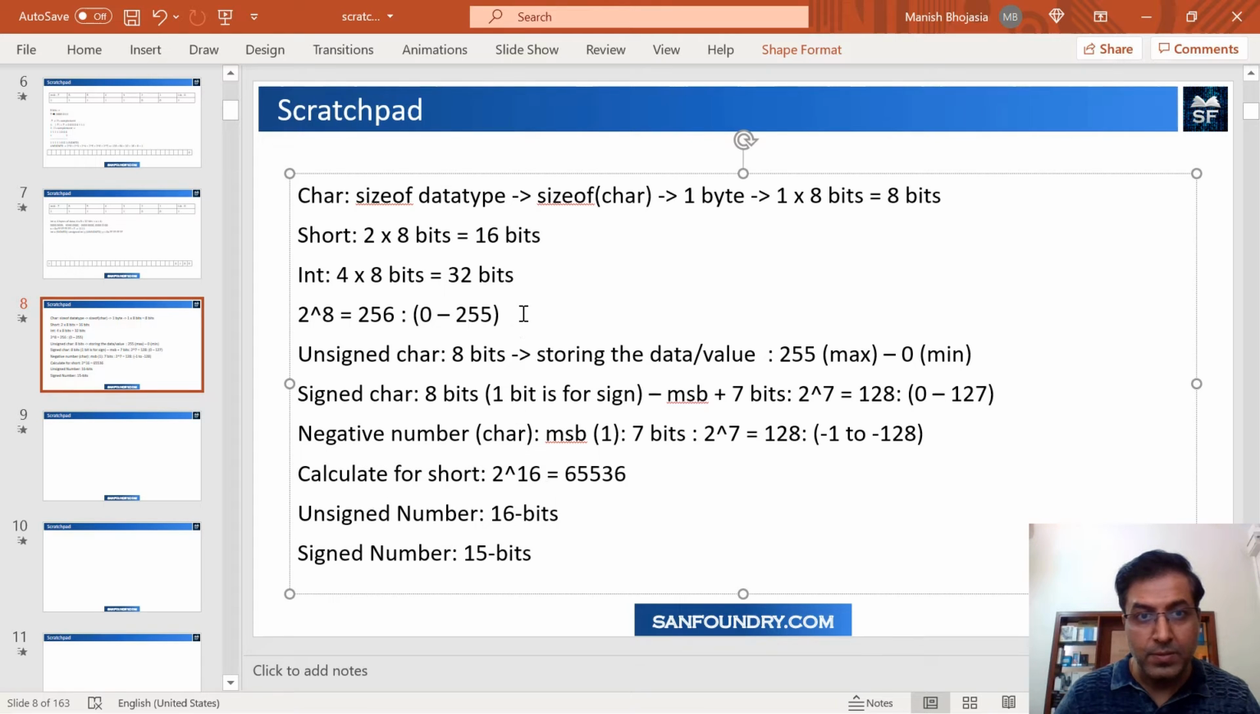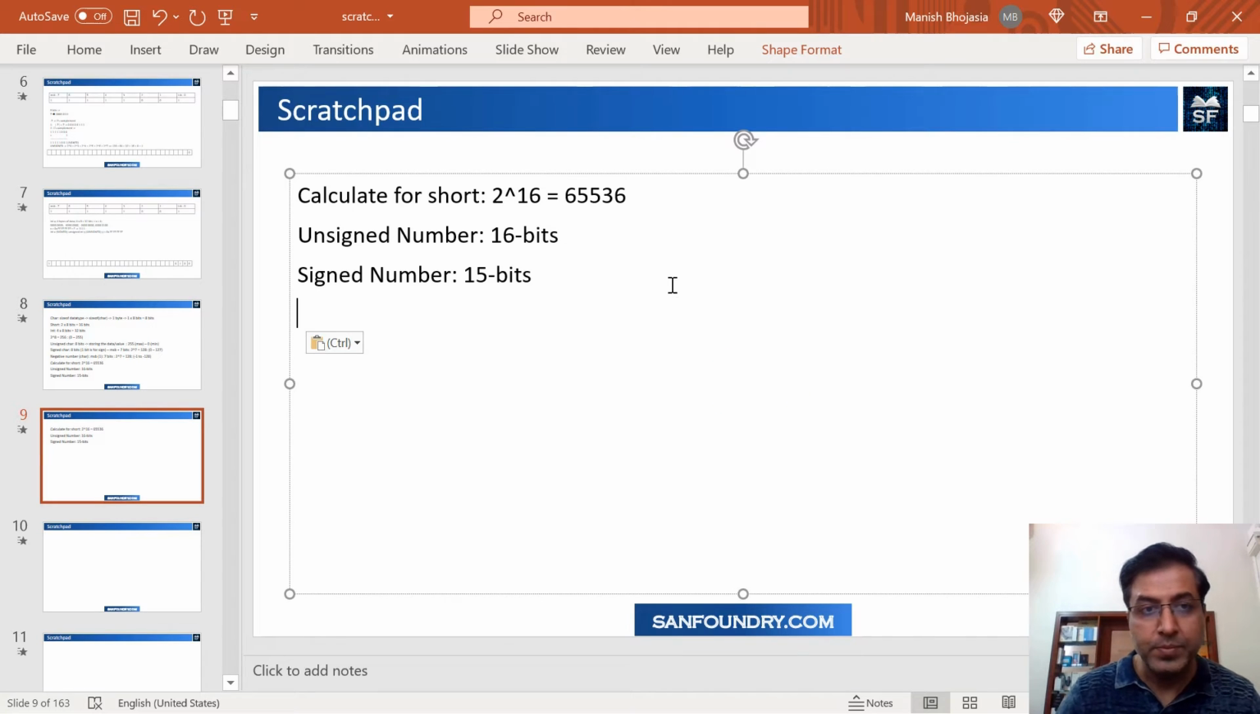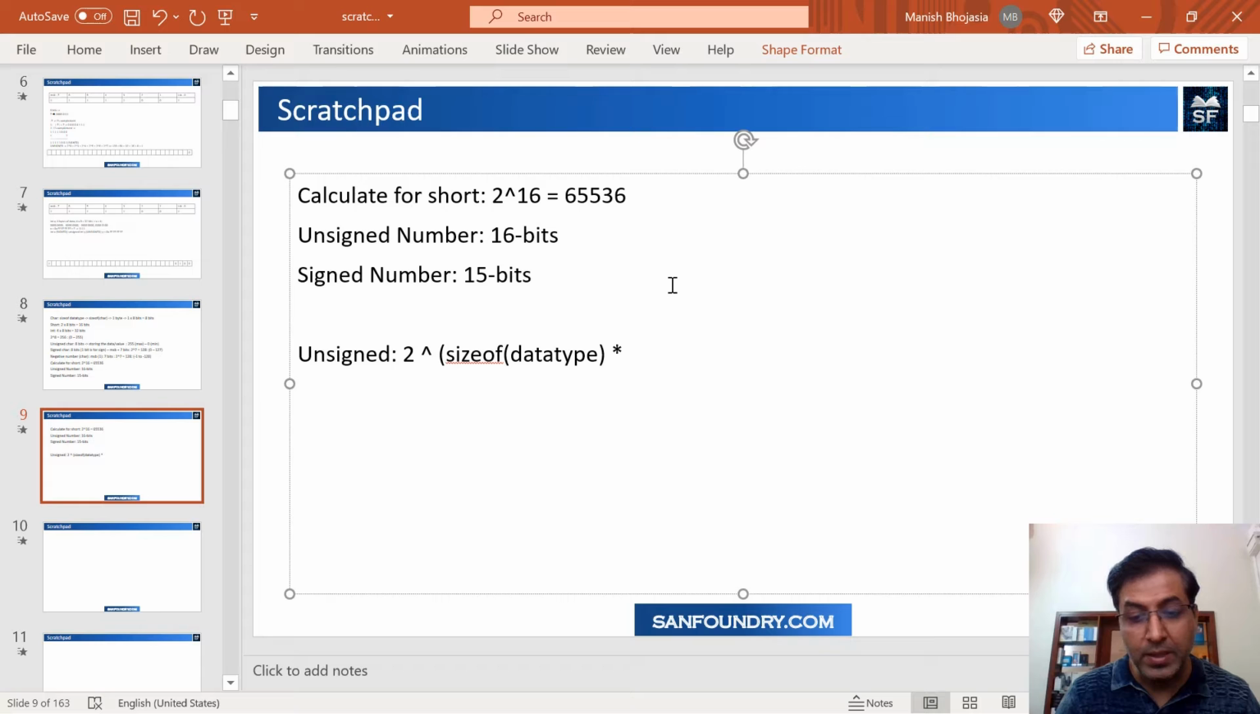These values. So let's look into the formula. When you talk about unsigned, we can easily deduce that it is 2 to the power, so we are doing a power notation. And then what's the value? We can say size of the data type in terms of bytes multiplied by 8. 8 is basically the number of bits per byte. Once you do this much, you pretty much know the answer.